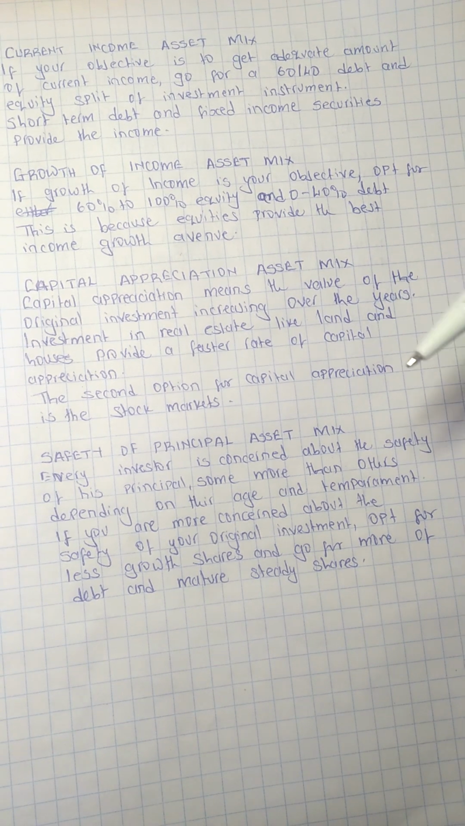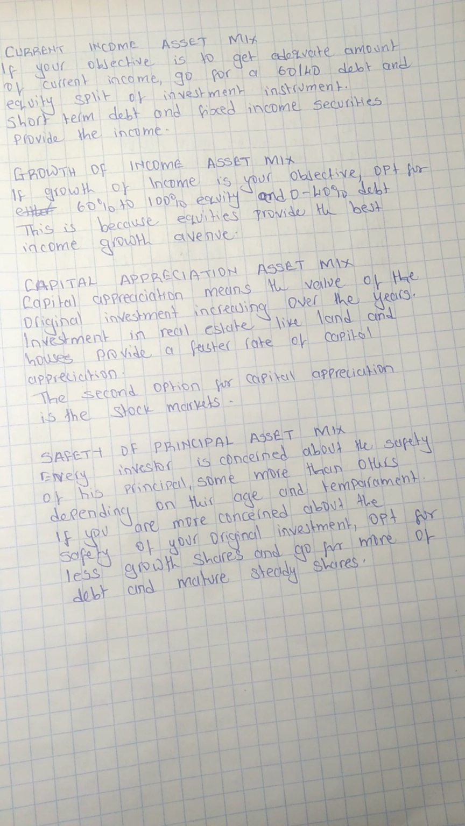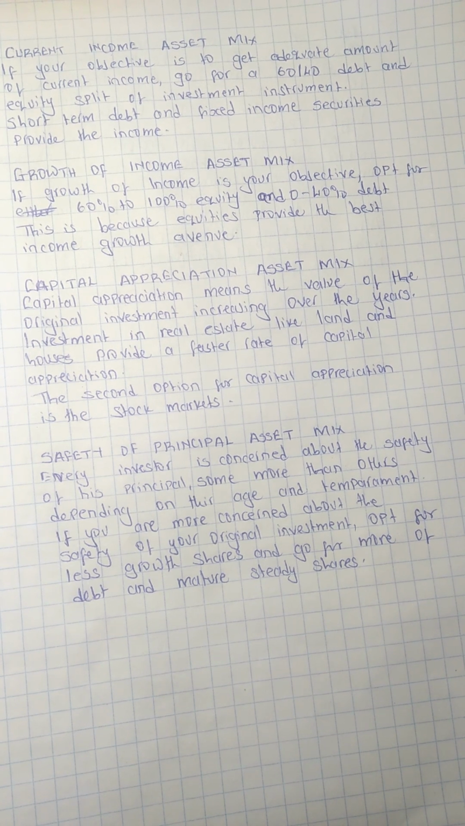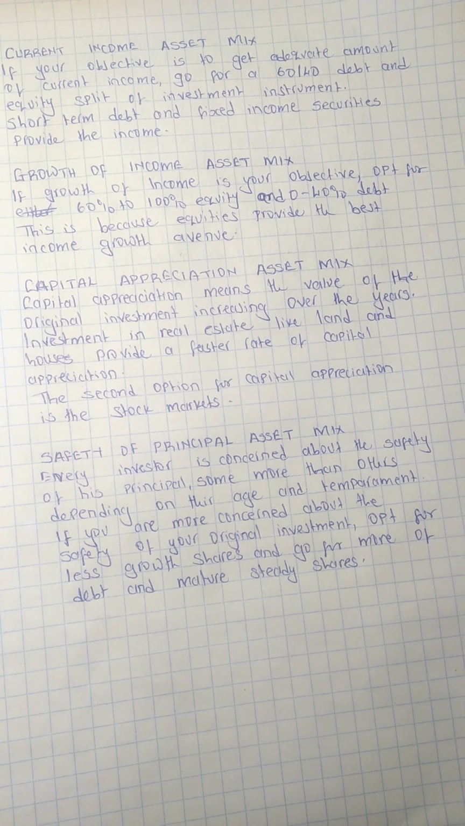The other goal or objective could be safety of principal. What is the asset mix? What do you go for if you are concerned about safety of principal? This is a concern that every investor has. You can invest in a certain investment vehicle, a certain venture, and you lose all your money. So it is a concern that every investor has, but it bothers some more than others, depending on age and temperament.